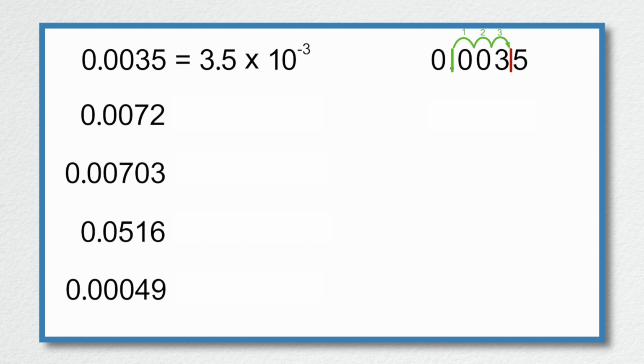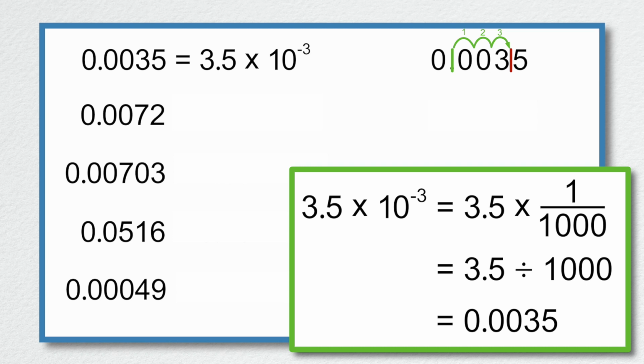Remember that when we're writing in standard form, we're writing the number as a multiplication of a power of 10. Remember that this 10 to the power of minus 3 means 1 over 10 to the power of 3, or 1 over 1,000. 3.5 multiplied by 10 to the power of minus 3 is 3.5 divided by 1,000.